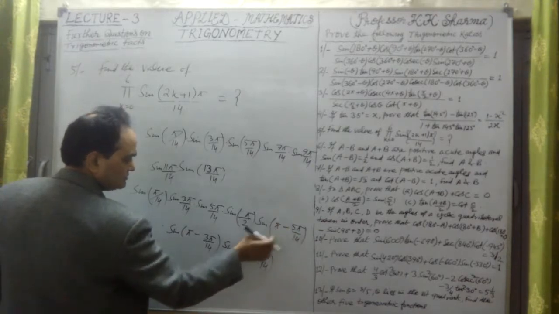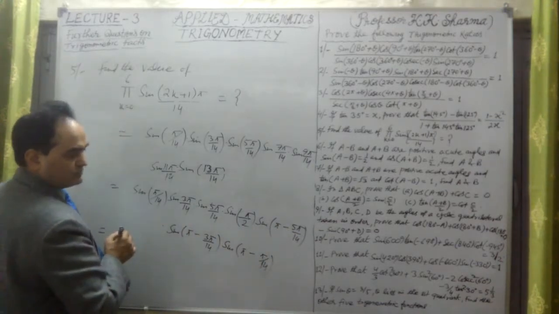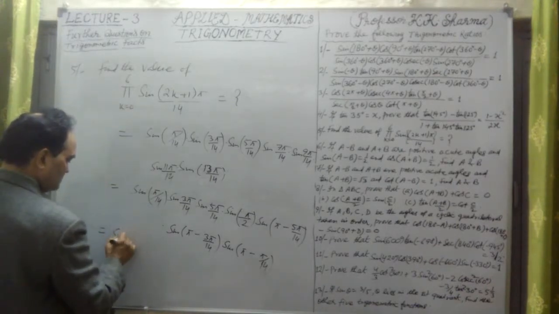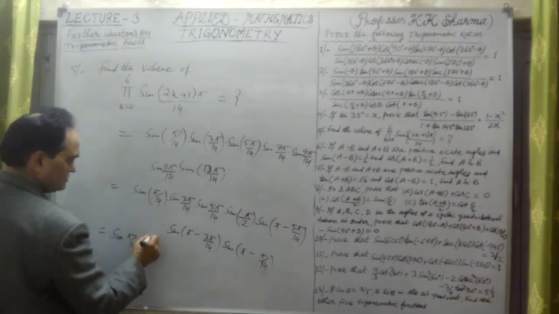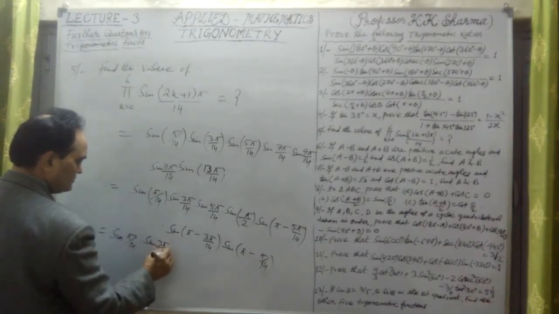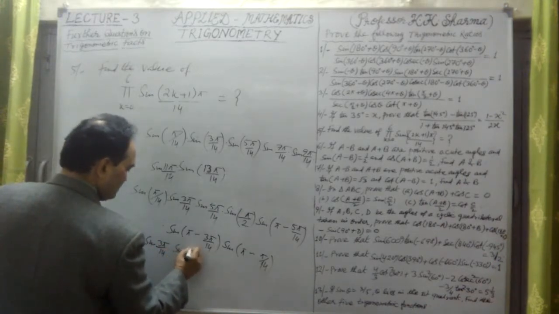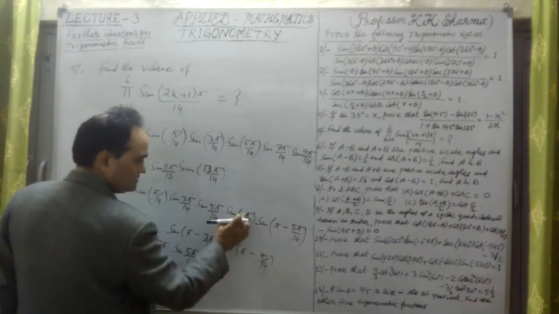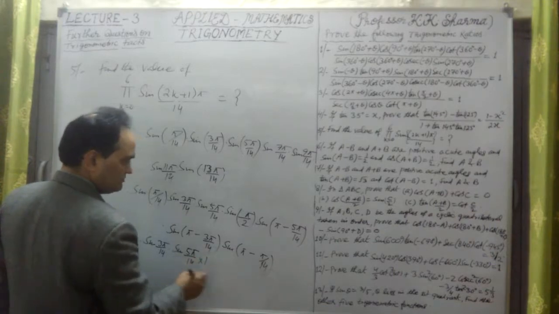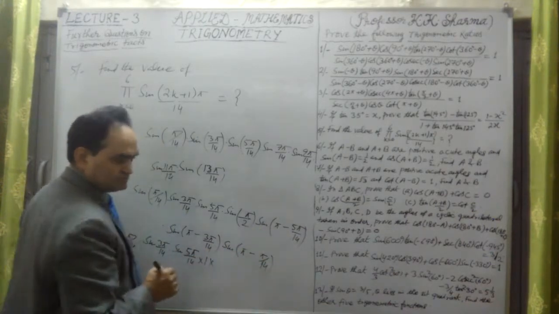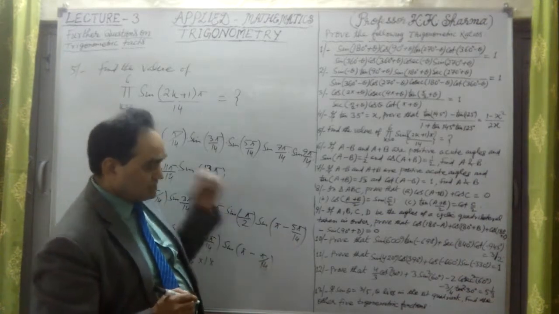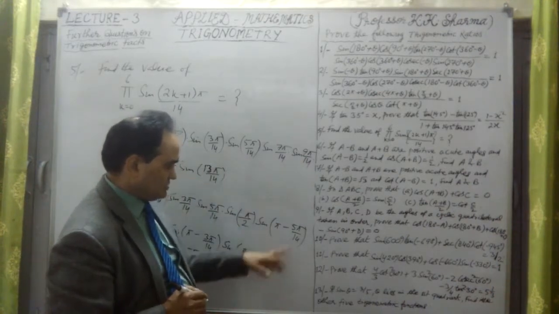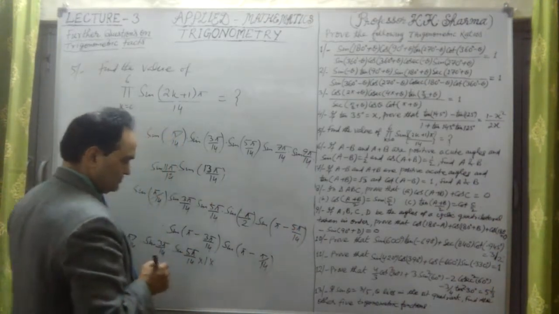Sine 180 minus theta is sine theta. Let me write: first is sine pi by 14, into sine 3 pi by 14, into sine 5 pi by 14. The 3 values are repeating. Sine pi by 2 is 1. Now this value, pi minus theta, where 14 minus 5 is 9. So 9 pi by 14, we have written as pi minus 5 pi by 14.